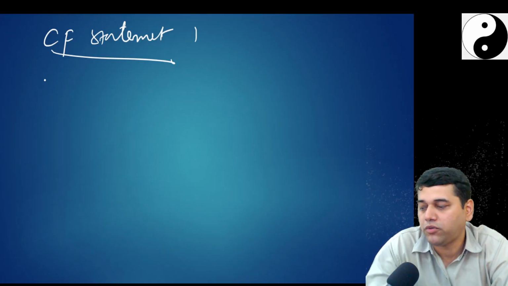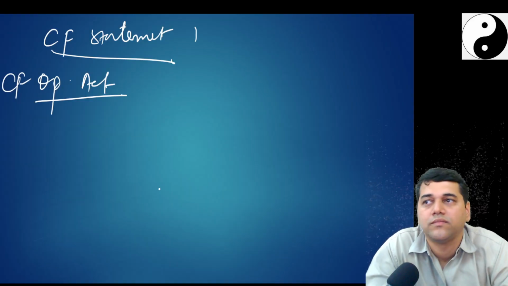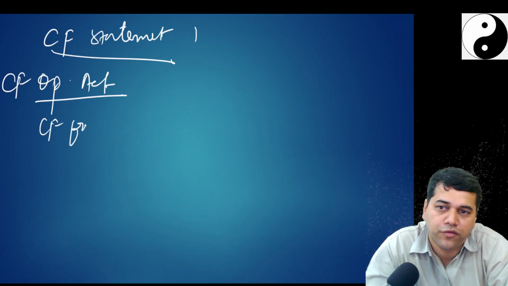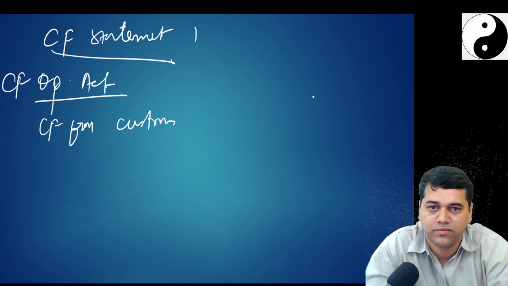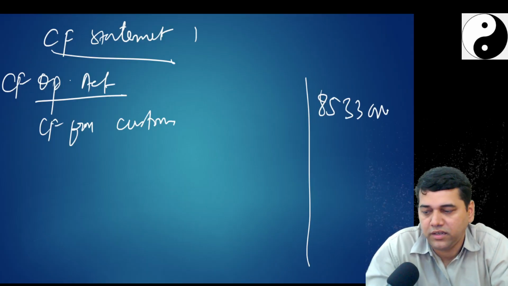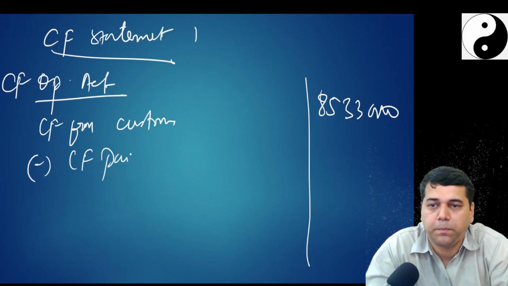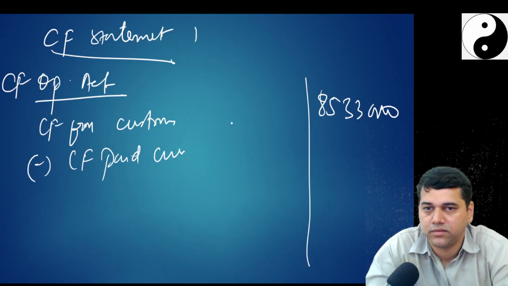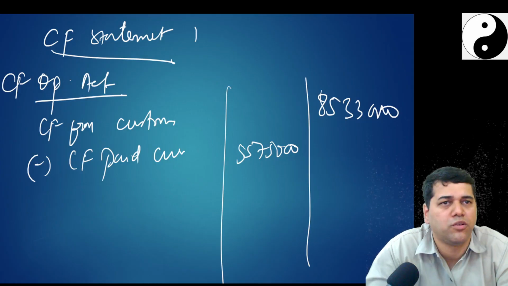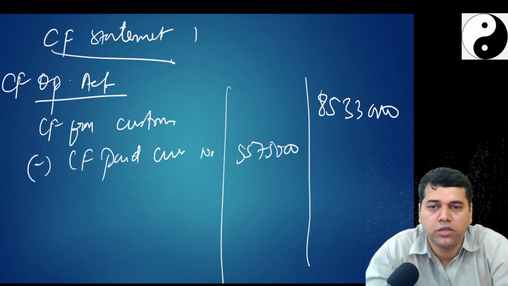Okay, so you start with what? Operating activities, cash flow from operations. Cash flow from customers, how much? 85,33,000. Less cash paid to creditors, 55,75. Maybe in the inner column you can write, or the outer column also. For creditors, how much you paid? You can write working note number 2.